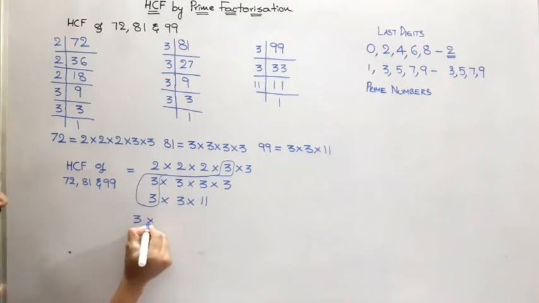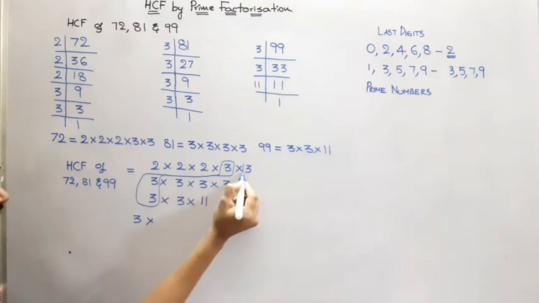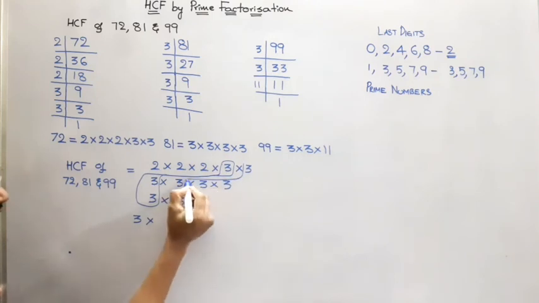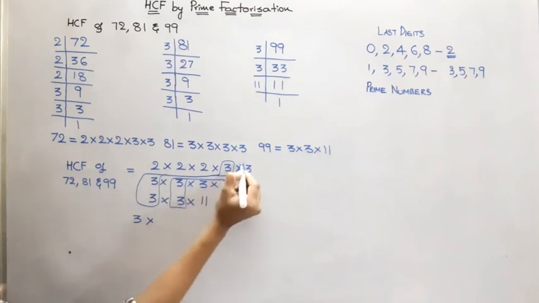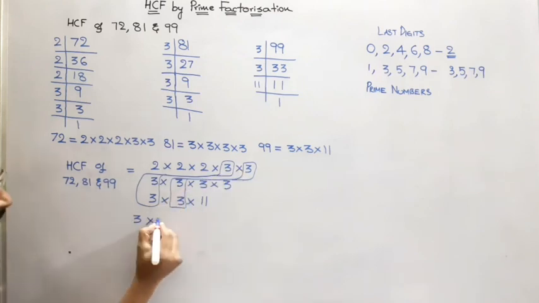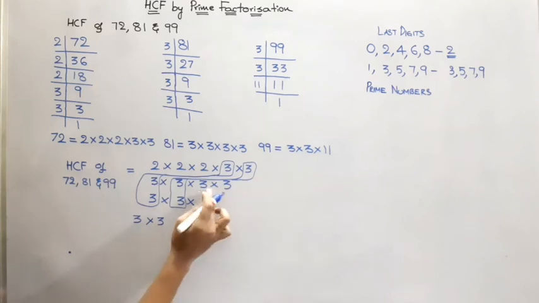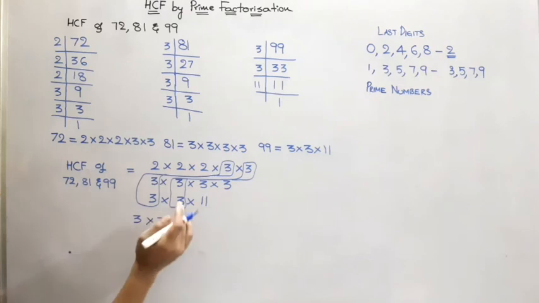Next into. Here we have 3, here we have 3 and here we have 3. So we can take this one as second combination or the common factor of 72, 81 and 99. So 3, 3, 3. So I'm going to take 3. Here we don't have any 3's. Though we have 3's, it is not available in any of the other 2 numbers, so leave it.